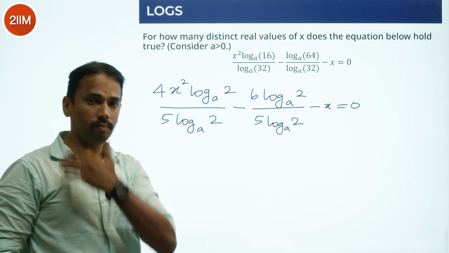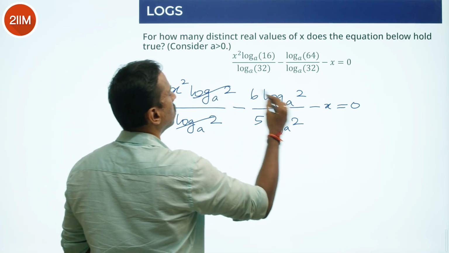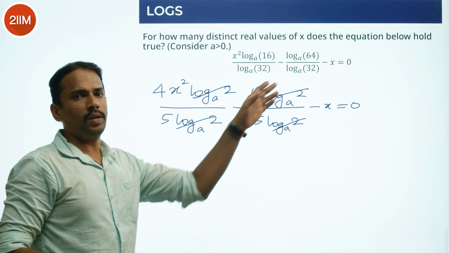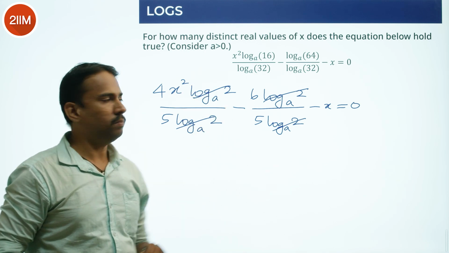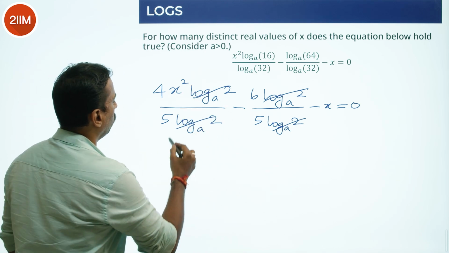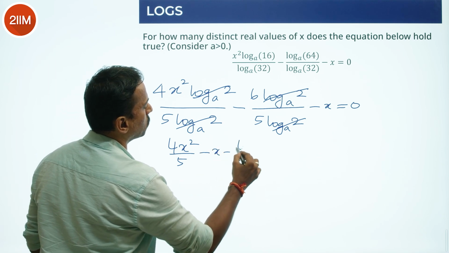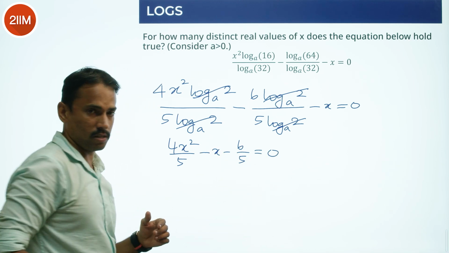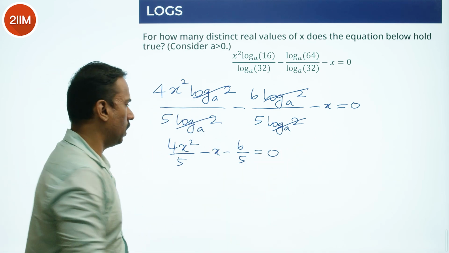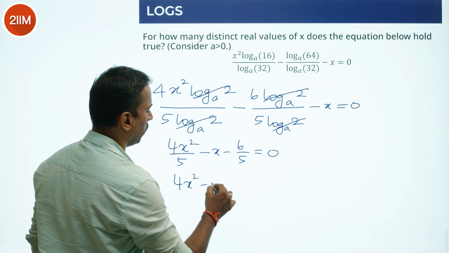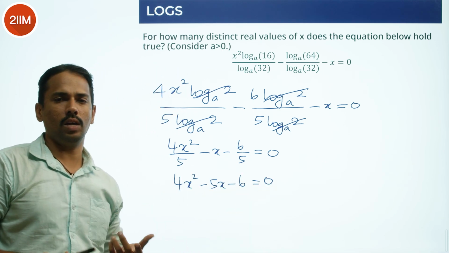Super. Now what next can we do? Very easily, I can cancel all this: log 2 base a, log 2 base a. They are not going to be 0, so I can cancel them. Now we are left with 4x square by 5 minus x minus 6 by 5 equals 0. This is our equation. Multiplying by 5 throughout, I get 4x square minus 5x minus 6 equals 0. This is going to be a clear-cut quadratic equation.